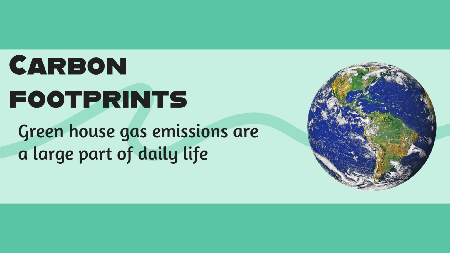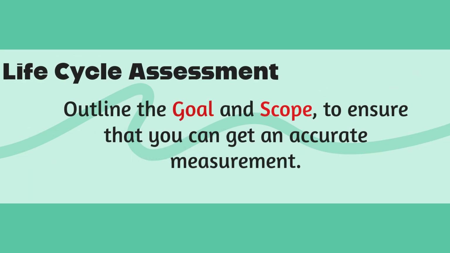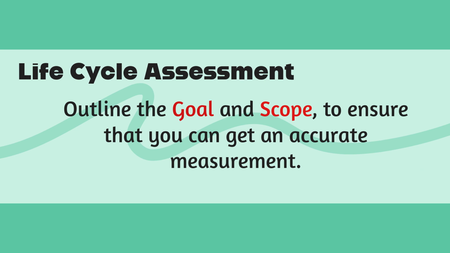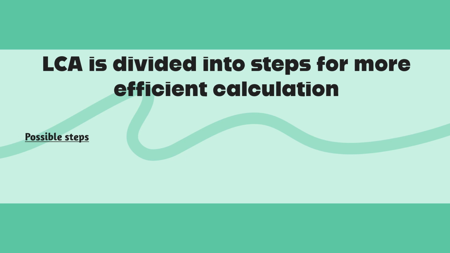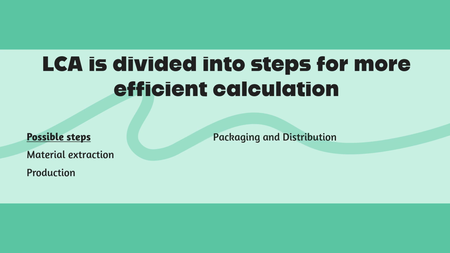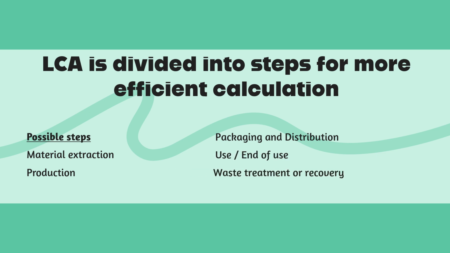When calculating an LCA, it is important to outline the goal and scope of the assessment. This is to avoid including data that are not serving the purpose of contributing to an accurate measurement. After this is clearly outlined, manufactured items are often looked at in steps. For example, material extraction, production, packaging and distribution, use, end of use, and waste treatment or recovery.